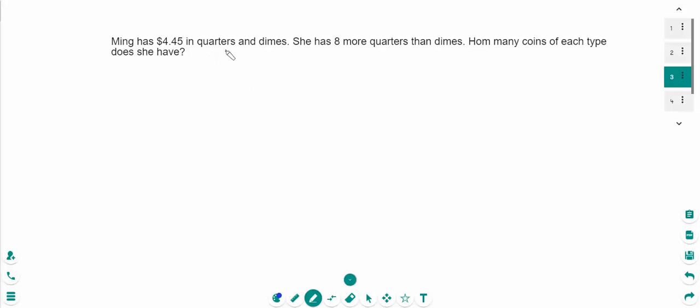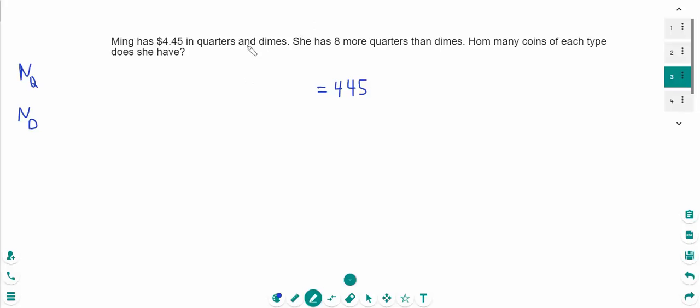Well, they told us that she has quarters and dimes, and they haven't told us how many of each. So we're going to call it n sub q for number of quarters, and then we'll have an n sub d for the number of dimes. Okay, so let's do the value first. The value of all of these quarters and dimes is 445, so the value is going to be 445 cents, right?